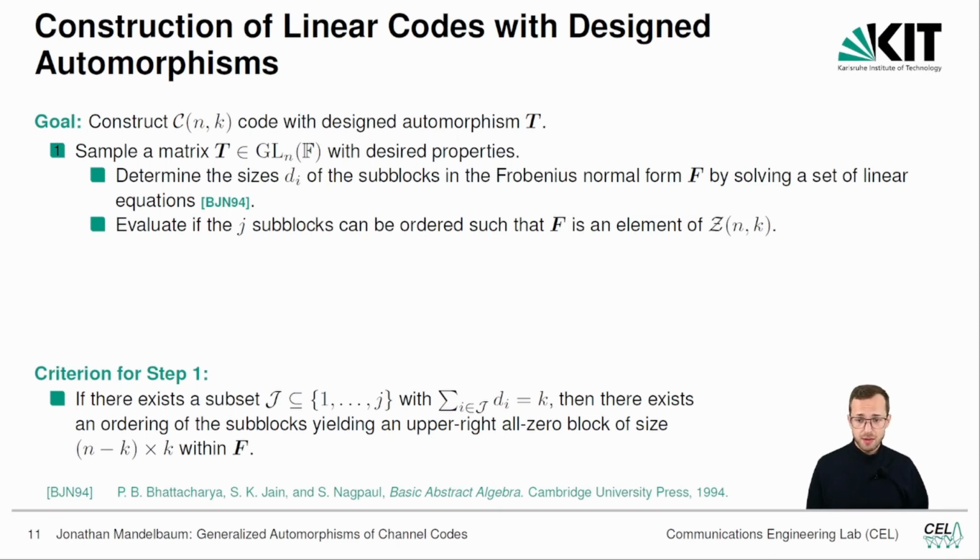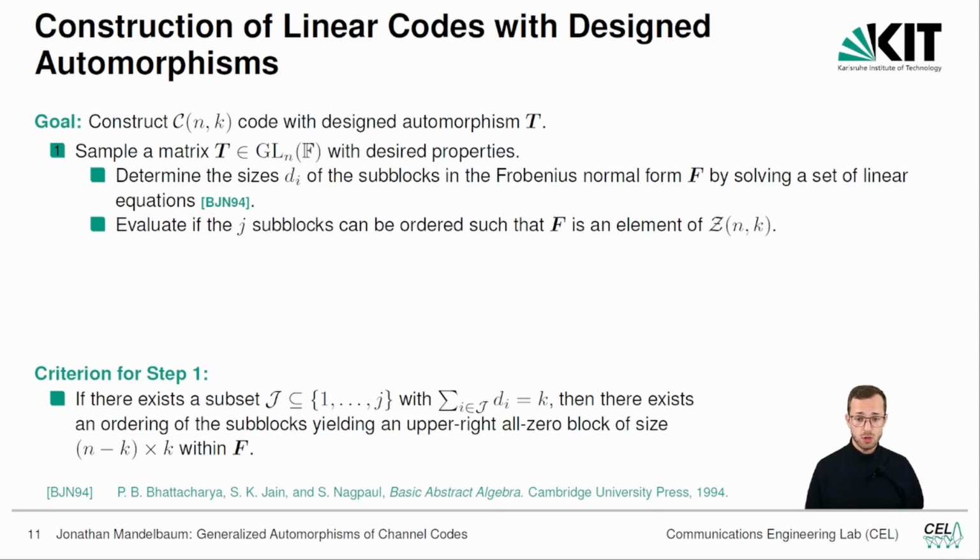To formalize this a bit more, now we want to construct an (n,k) code with a designed automorphism T. To do so, we sample a matrix T with some desired properties. Later we are going to discuss which properties are desired. Then we determine the sizes d_i of the sublocks in the Frobenius normal form, the ones on the main diagonal, which can be done by simply solving a set of linear equations.